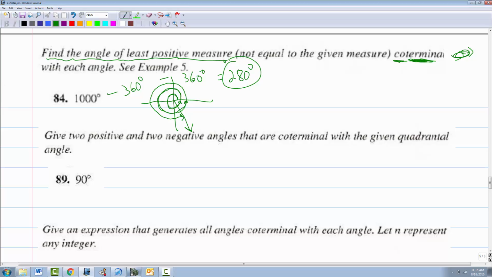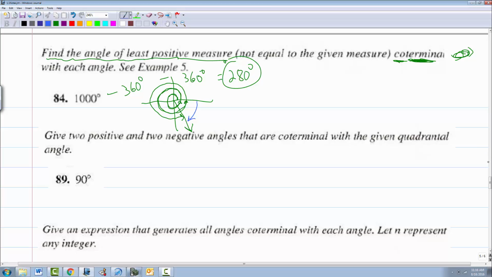So find the angle of least positive measure. Because if I subtracted 360 one more time, I'd get the negative angle measure, which would be this movement from here to here. And just for fun, what would that angle measure be? Correct if you said 80. Negative, I'm incorrect. It's negative 80. But that's not the question. The question says find the angle of least positive measure. So you get the idea.